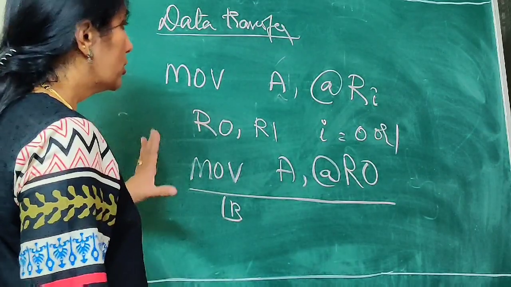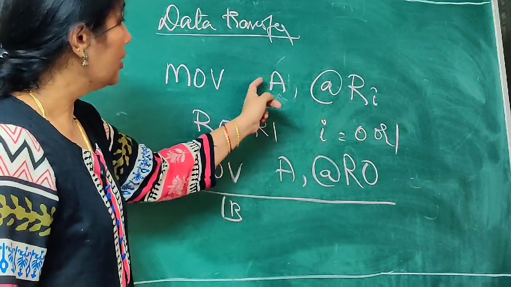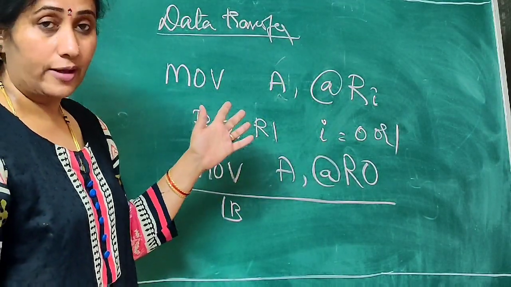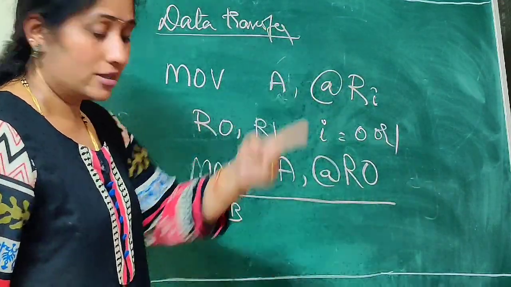Over here, so this is going to be move A comma @Ri. Look at each instruction: once we read move A comma Rn, 8 instructions are completed. Like that, once we have read move A comma @Ri, 2 more instructions are completed.